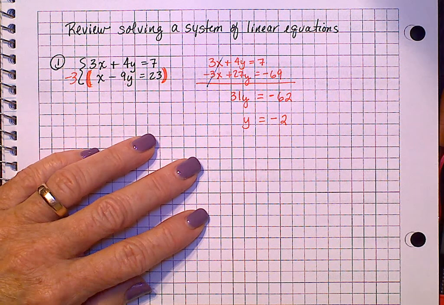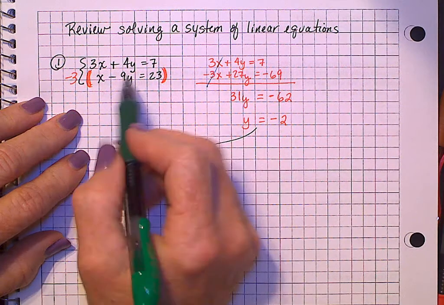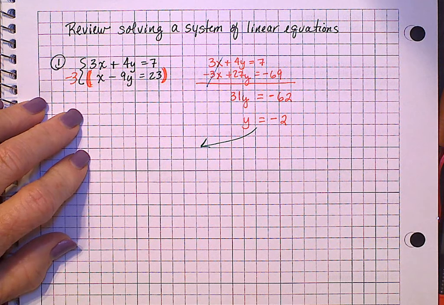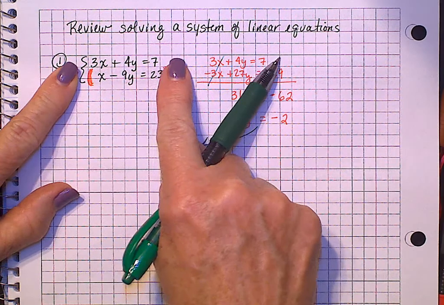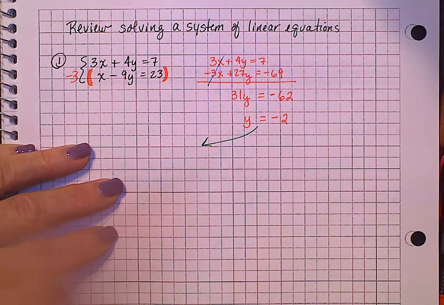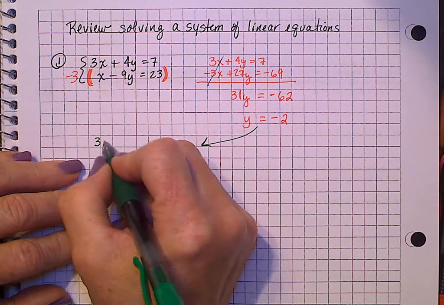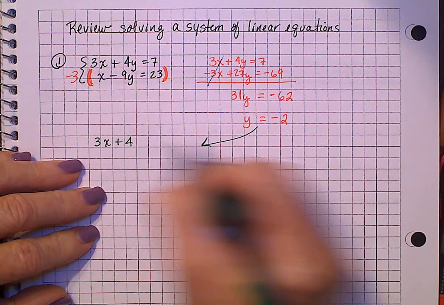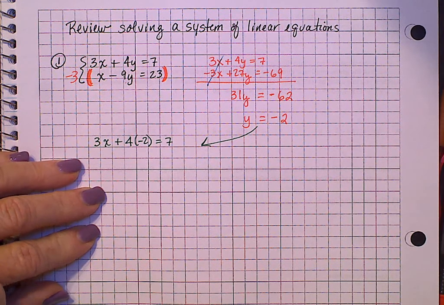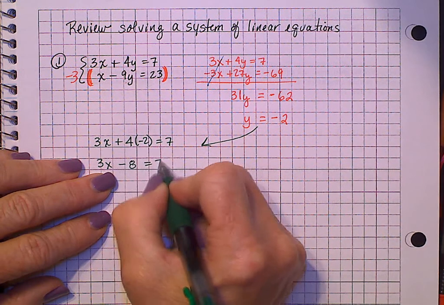Once we have y equals negative 2, then we're going to take that y equals negative 2 and plug it back into one of those equations. It makes no difference which equation you use, one of the original equations. You just pick one, substitute in y equals negative 2, and then solve for x. I'm going to use the top equation. That's going to give me 3 times x plus 4 times y, which was negative 2, equals 7. Now I have 3x, and a 4 times negative 2, there's minus 8, equals 7.